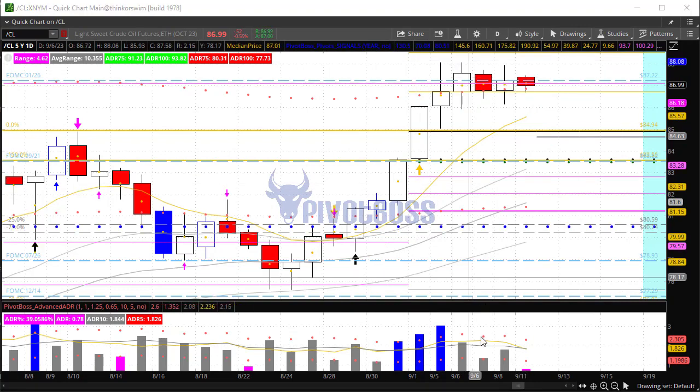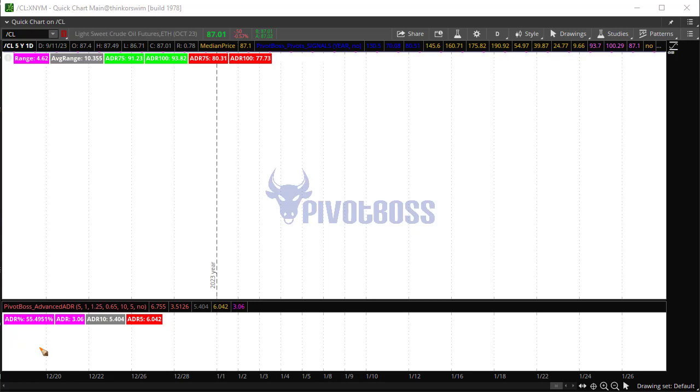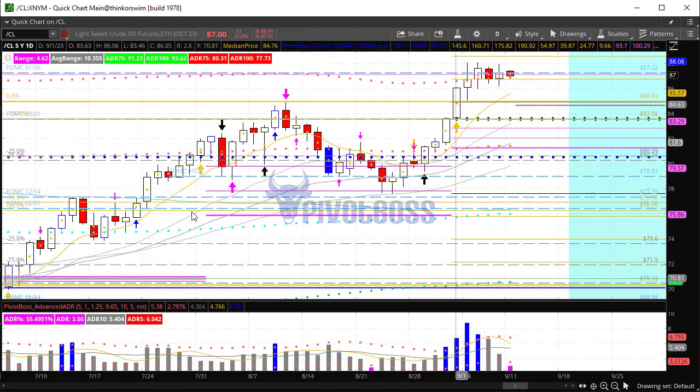Right now, with a 5-day developing narrow range, we can quantify it right here, and for the most part it's compressed at 55% of average range. Average range would be about 5.4 points, and if we look for a high range breakout, it could be somewhere around 6.7 points right now, so somewhere in that zone.